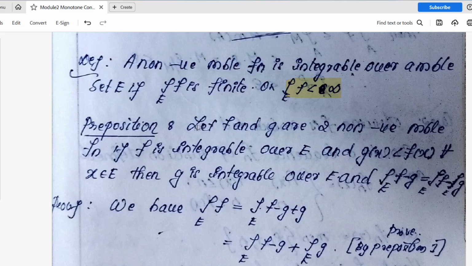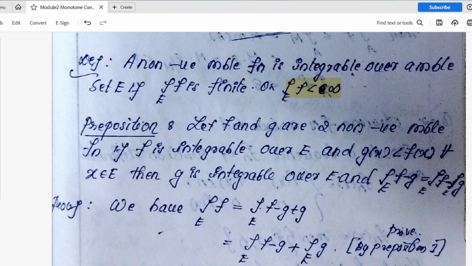Generally, when we are saying integration over a set, we mean integration over some intervals. But at a higher level we consider the integration of a function over a set, and if the set is a measurable set, we take the integral over a measurable set E. In that case, for this function to be integrable over E, the integral value must be a finite value, less than infinity.